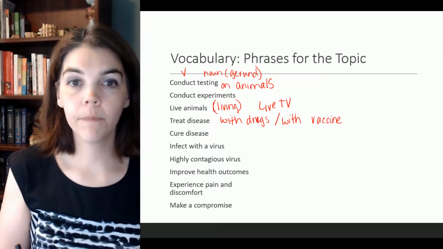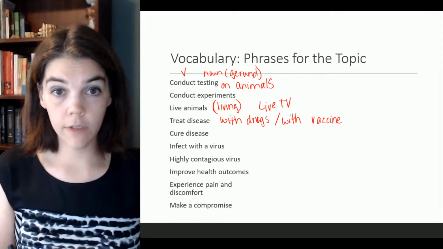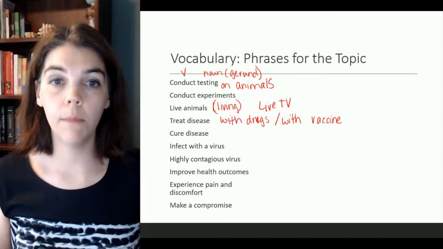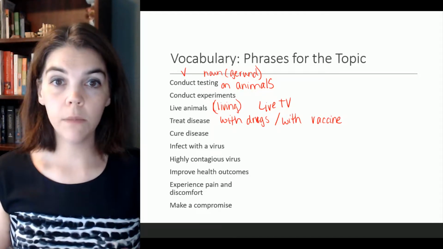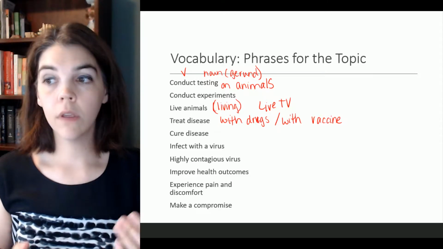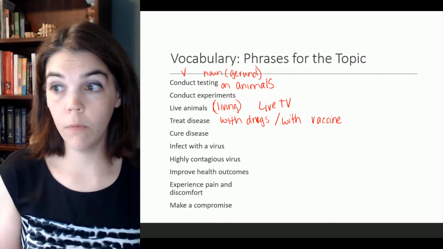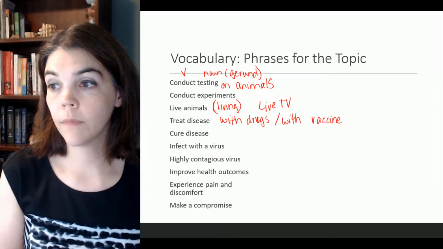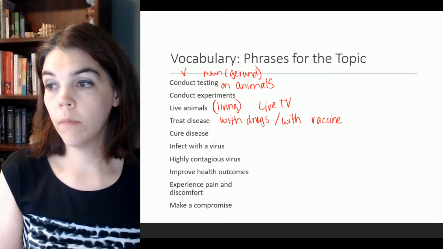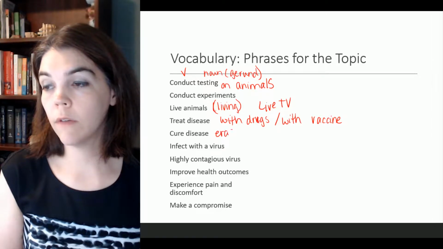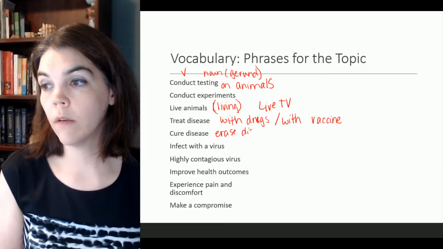Treat disease means to do something to remove the disease or kill the disease or decrease the disease. So treat the disease. We can treat disease with drugs or with a vaccine. To cure a disease means to completely eliminate. Treat means to make it less. Cure means to erase, to eliminate 100%. Let's say erase disease. Maybe that's an easy way to explain that.